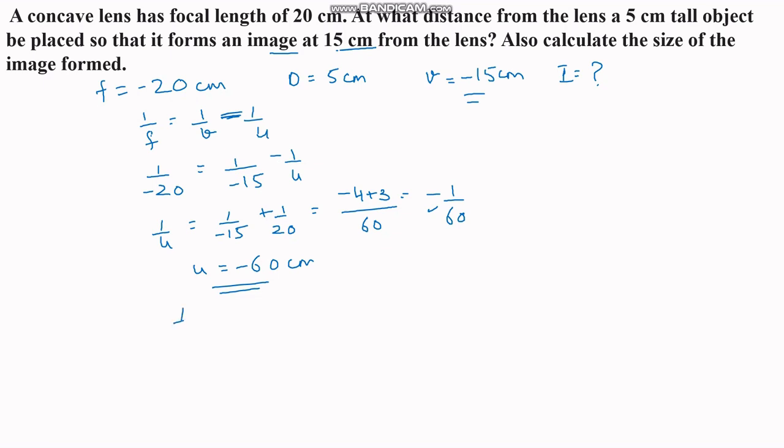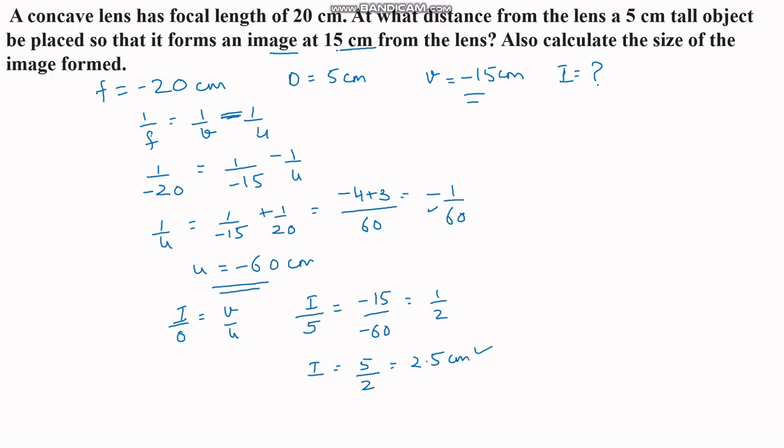You will have I upon O is equal to v upon u. So over here, O is given 5 centimeter. This will be equal to minus 15 upon minus 60. This will give you 1 by 2. That means I will be equal to 5 by 2 equal to 2.5 centimeter.